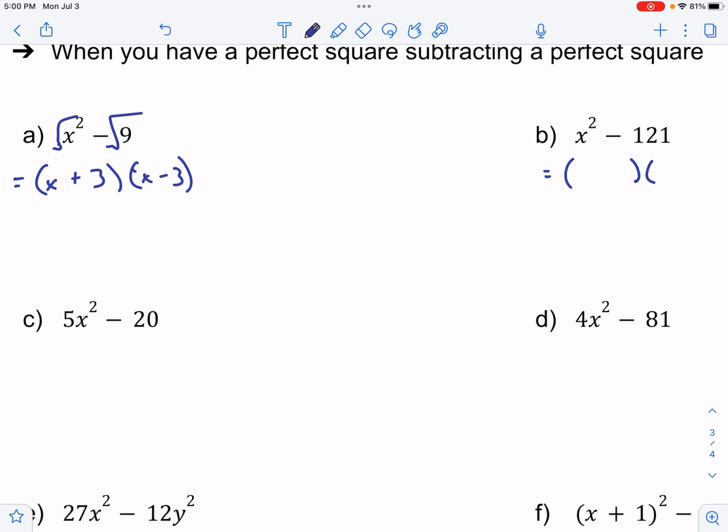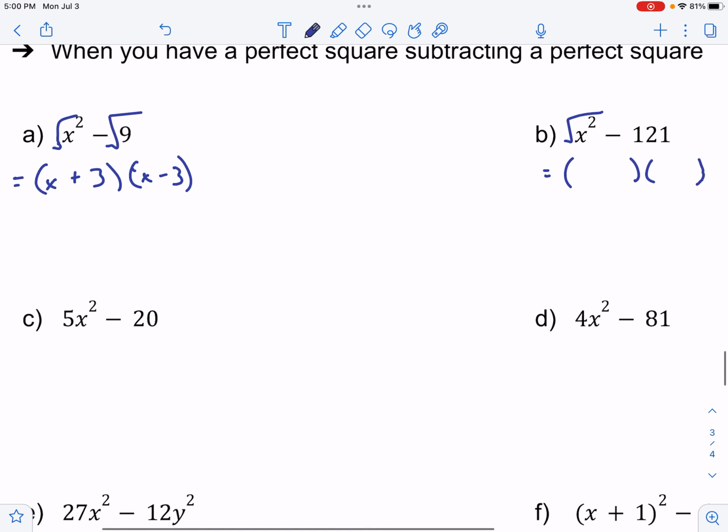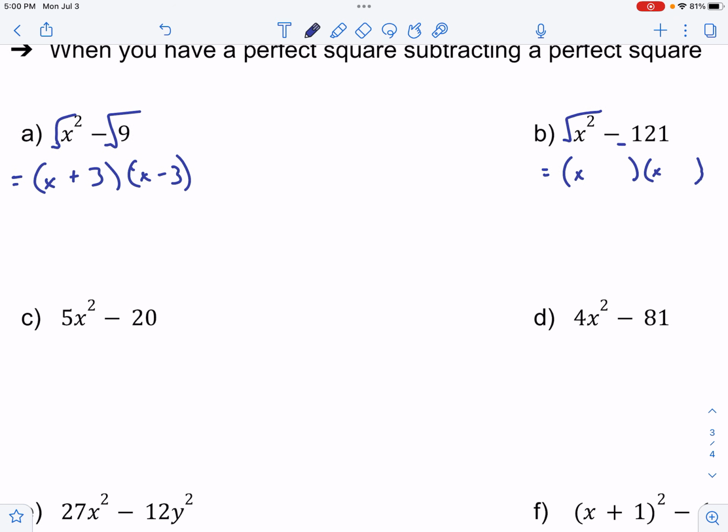Do our second one. Set up our two brackets. Square root of x squared is x. Square root of 121 is 11. Add a plus, add a minus. Doesn't matter which order you do it in.